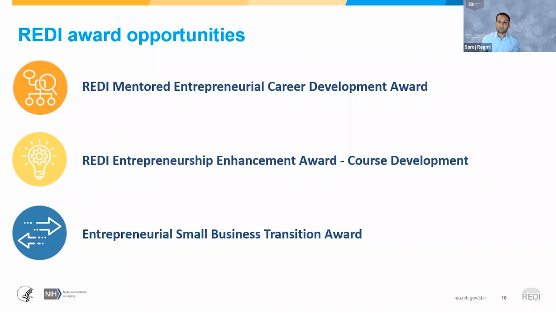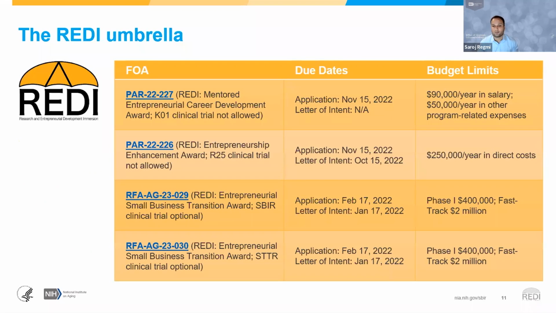There are three different opportunities. There's the REDI Mentored Entrepreneurial Career Development Award, the REDI Entrepreneurship Enhancement Award, which is for course development, and also the Entrepreneurial Small Business Transition Award. So there are these three different suites of programs that we've developed. If you go to the next slide, you'll see that there are four different funding opportunities that we've announced for these three different programs.